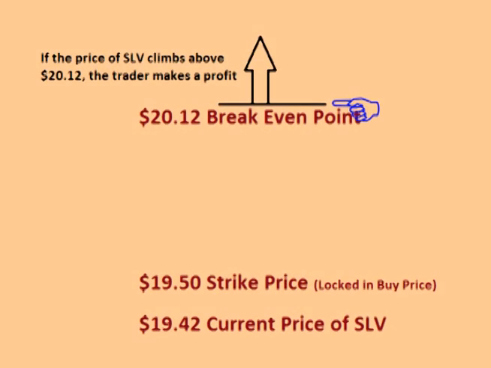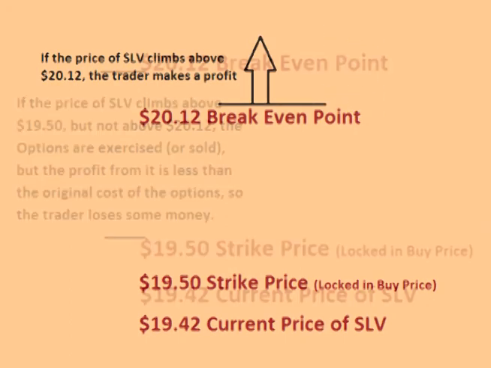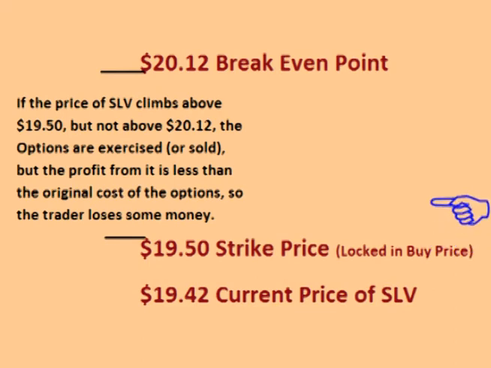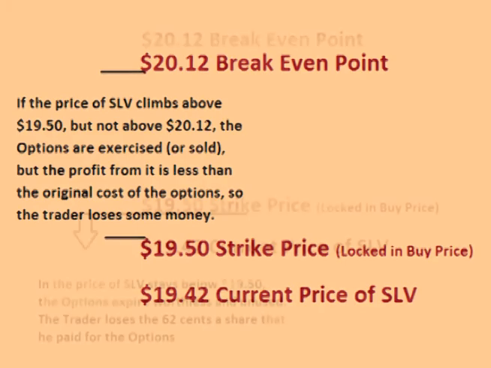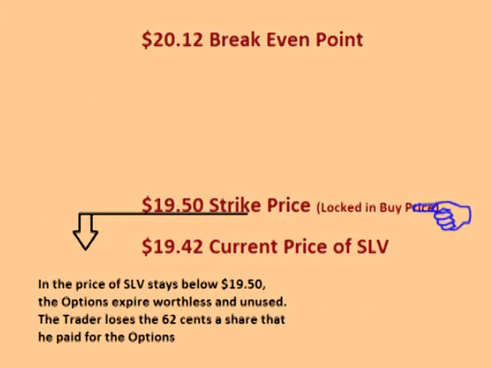If the price of SLV climbs above 20.12 within the next 6 weeks, the trader makes a profit. If the price of SLV climbs above 19.50, but not up to 20.12, the trader loses money. The price of SLV is above the 19.50 strike price, so the trader does sell his option, but the price he gets for selling it is less than the original 62 cents he paid up front. If the price of SLV stays below 19.50, the option expires unused, and the trader loses the 62 cents he paid up front to buy the calls.